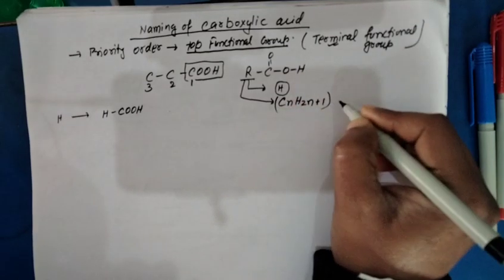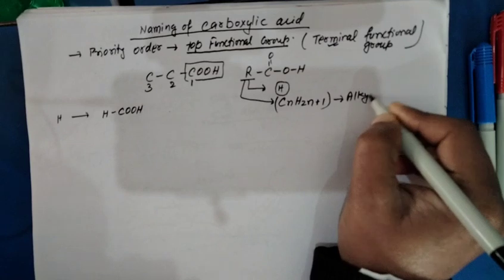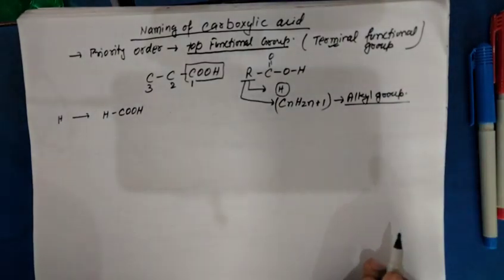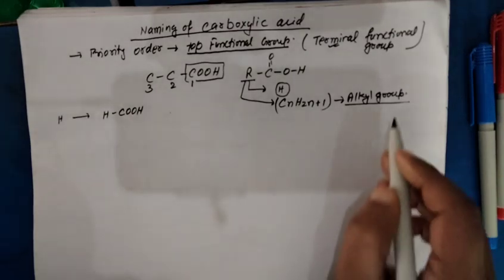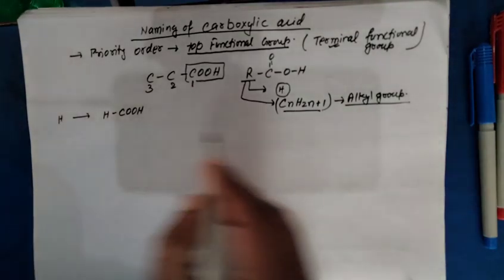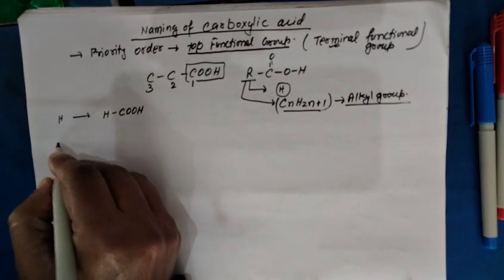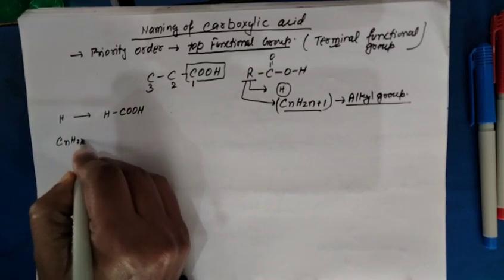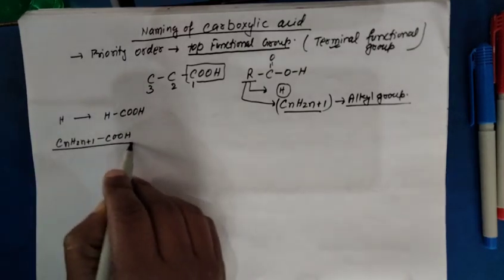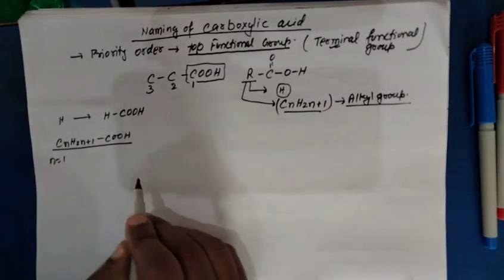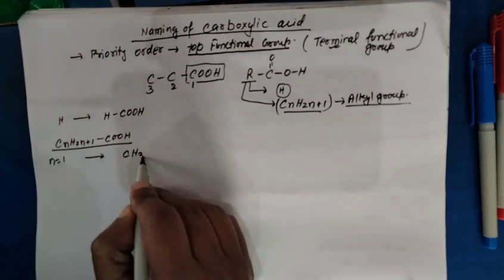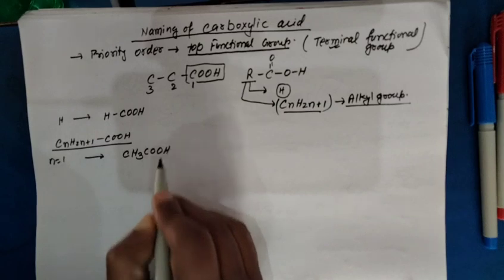CnH2n+1 as an alkyl group. So in the form of an alkyl group we add CnH2n+1. So we can write the formula here, CnH2n+1 and then COOH. If you put the value of n as 1 here, you will find CH3COOH.